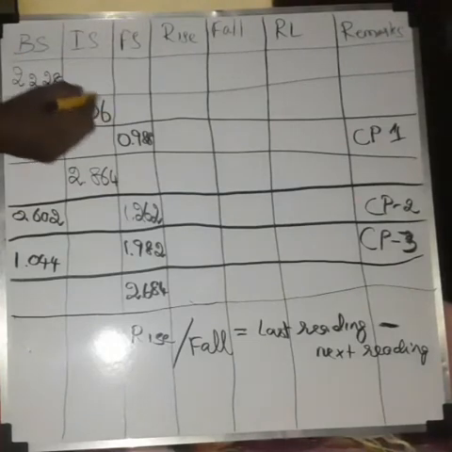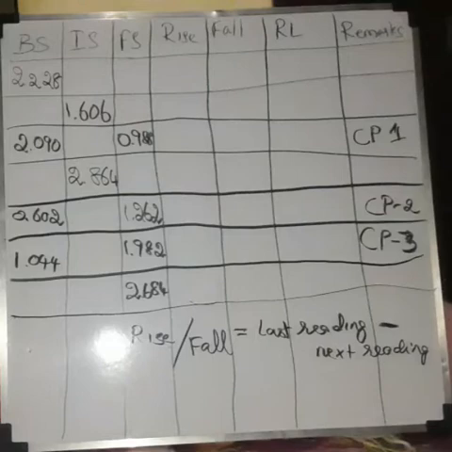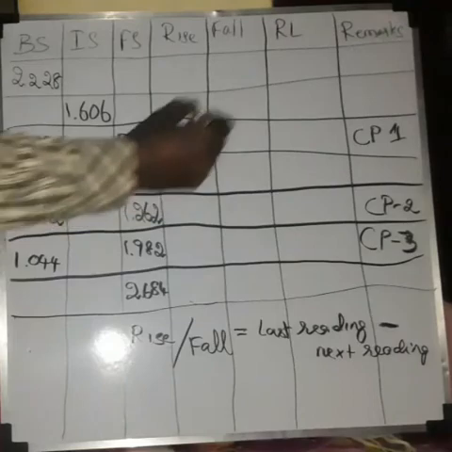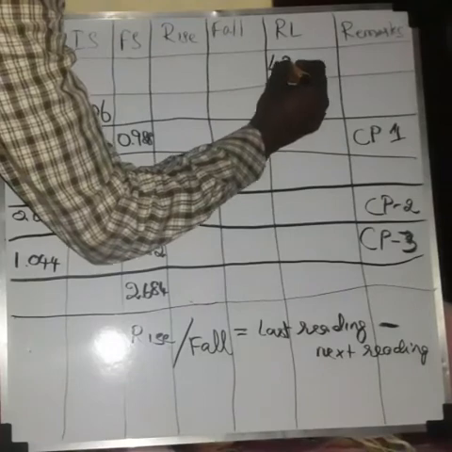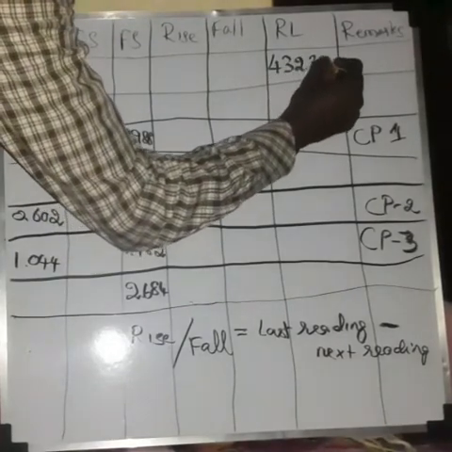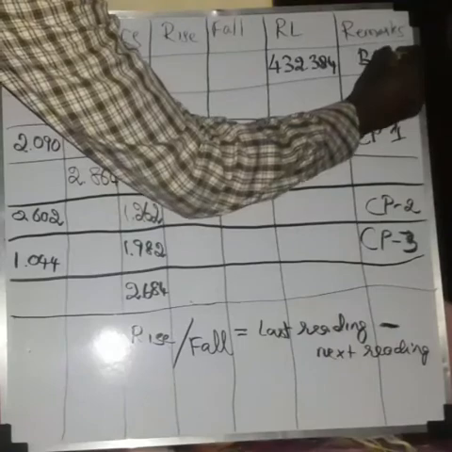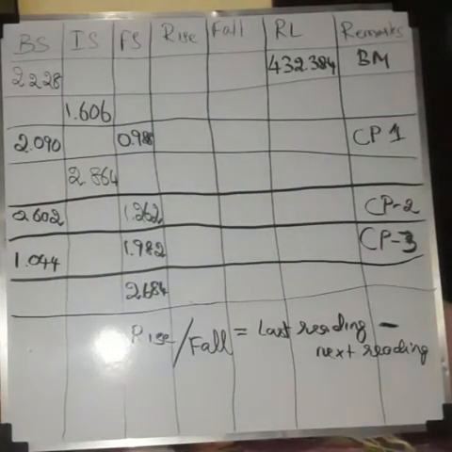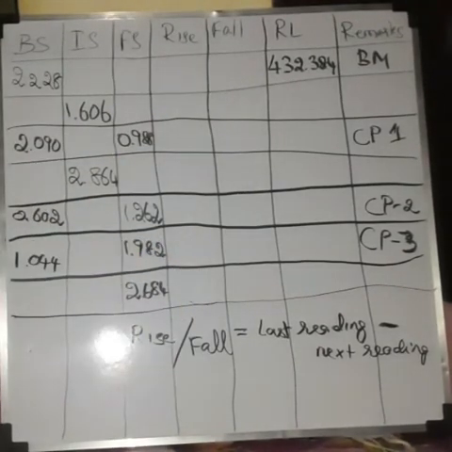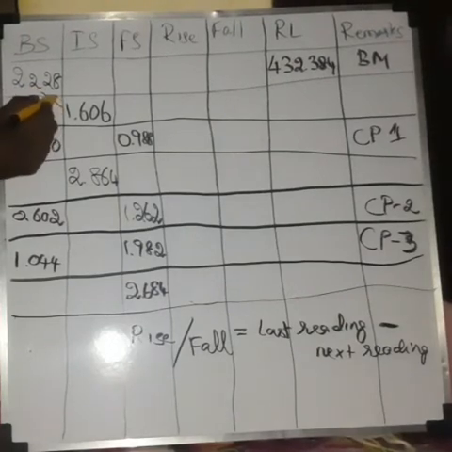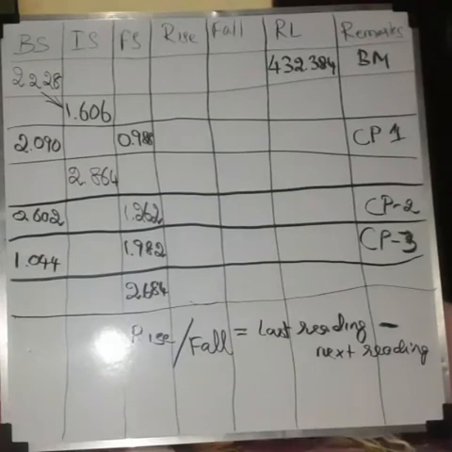The RL of the benchmark is given in the problem. What is the RL of the benchmark? 432.384. That is the RL of the benchmark given in the problem. These values are given, so we can find the rise and fall values. First, take the first reading and the next reading and subtract these two values. What is the difference?